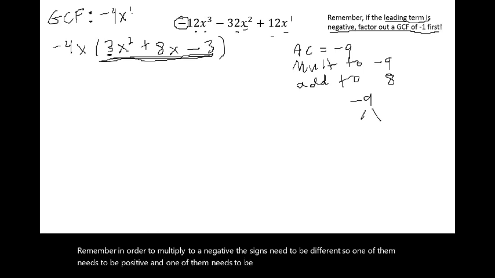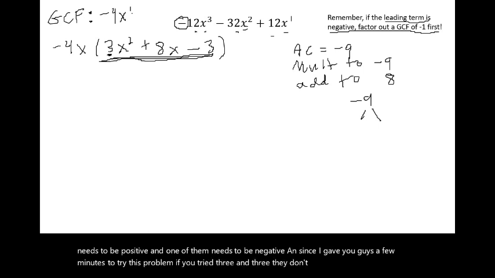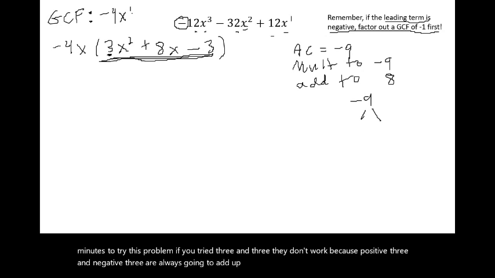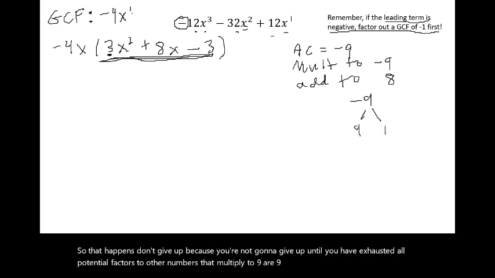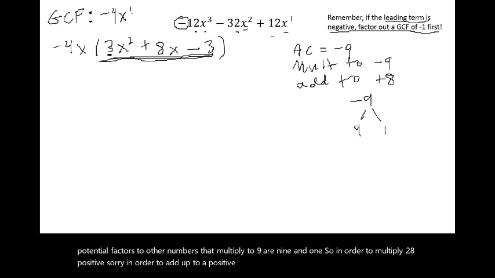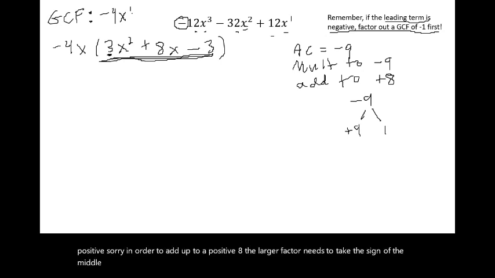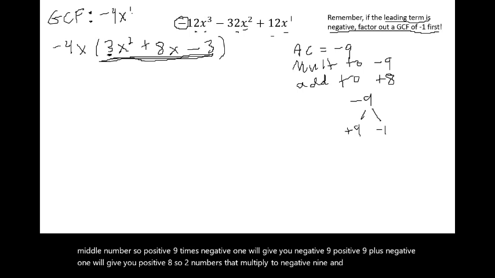And since I gave you guys a few minutes to try this problem, if you tried 3 and 3, they don't work because positive 3 and negative 3 are always going to add up to 0. So when that happens, don't give up, because you're not going to give up until you have exhausted all potential factors. Two other numbers that multiply to 9 are 9 and 1. So in order to add up to a positive 8, the larger factor needs to take the sign of the middle number. So positive 9 times negative 1 will give you negative 9. Positive 9 plus negative 1 will give you positive 8. So two numbers that multiply to negative 9 and add up to 8 are 9 and negative 1.